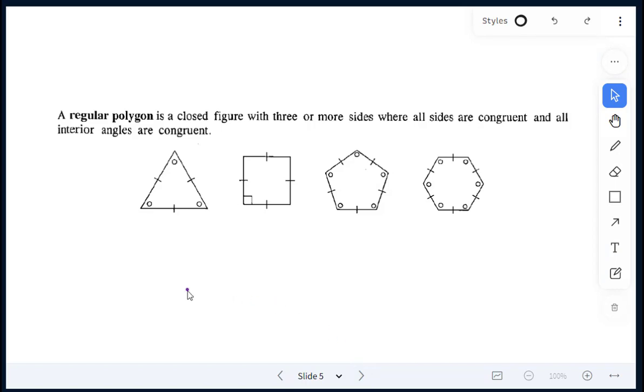So here we have some regular polygons. When we talk about a regular polygon, it means, again, it's a closed figure. It has to have 3 or more sides where all the sides are congruent, meaning all sides are the same, and all the interior angles are also congruent. If you look at these figures, we have the dashed lines here meaning that all sides are congruent, and then angles are represented here, meaning all angles are congruent as well. Same thing here in all of those figures. So that's a regular polygon.